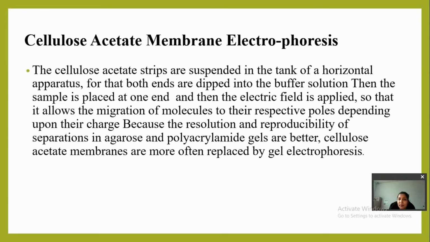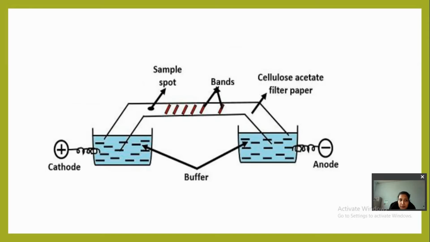Now, cellulose acetate membrane electrophoresis. The cellulose acetate strips are suspended in the tank of a horizontal apparatus. For that, both ends are dipped into the buffer solution. Then the sample is placed at one end and the electric field is applied, which allows the migration of molecules to their respective poles depending upon their charges. Because the resolution and reproducibility of separation in agarose and polyacrylamide gels are better, cellulose acetate membranes are more often replaced by gel electrophoresis.